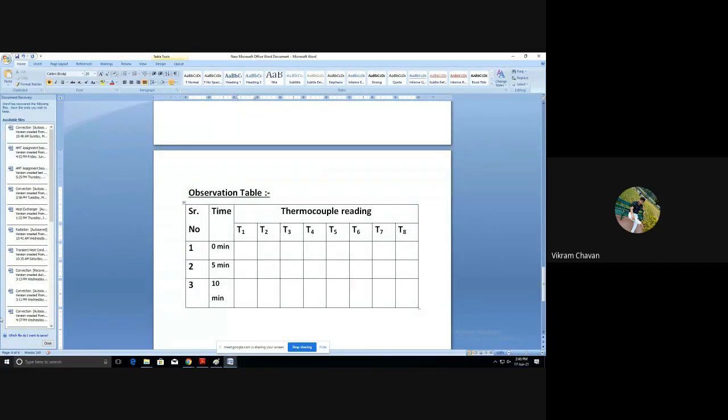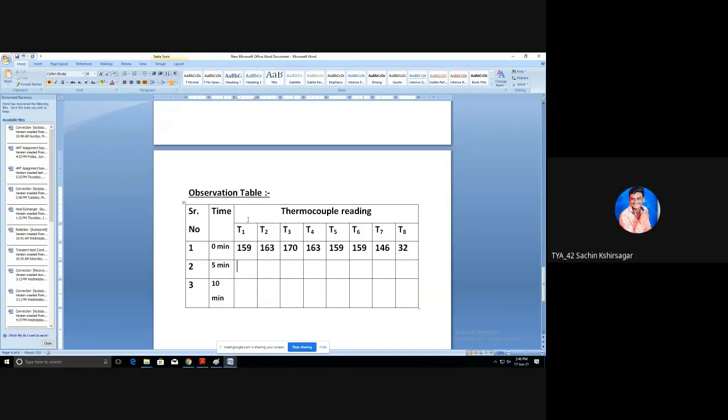First reading: T1 159, T2 163, T3 170, T4 163, T5 159, T6 159, T7 146, T8 32. Okay. Next, second reading.